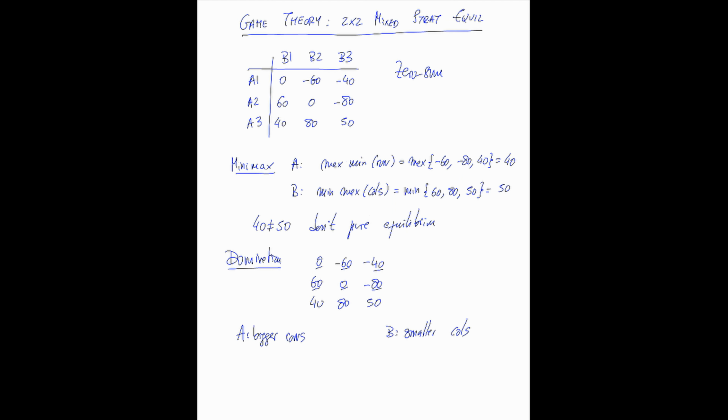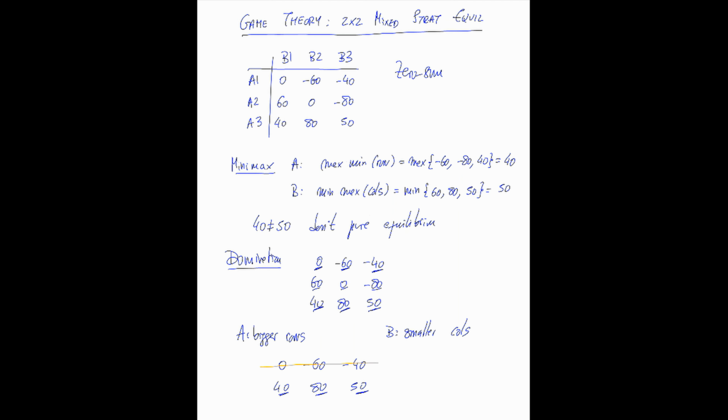Now, let's try to compare the first and the last. 40 is better than 0, 80 is better than minus 60, and 50 is better than minus 40. So that means we can remove the first row, because A has no reason to choose the first row, having the possibility to choose the third one.